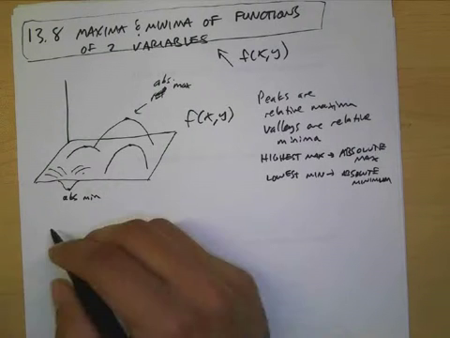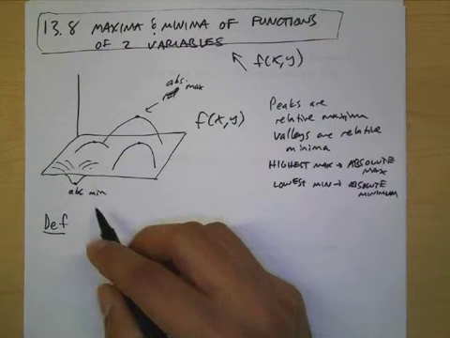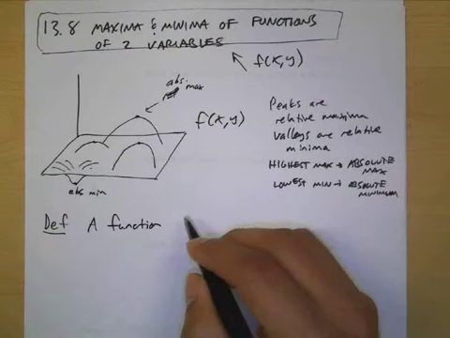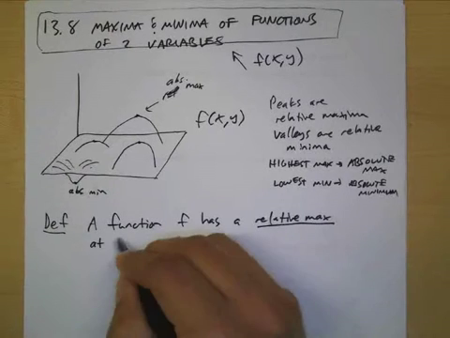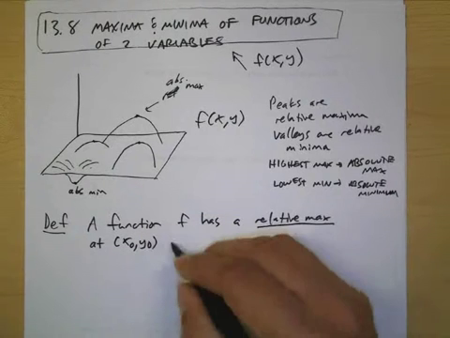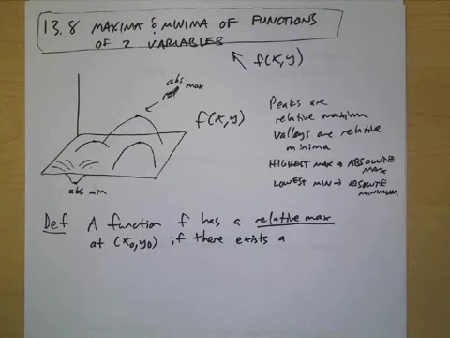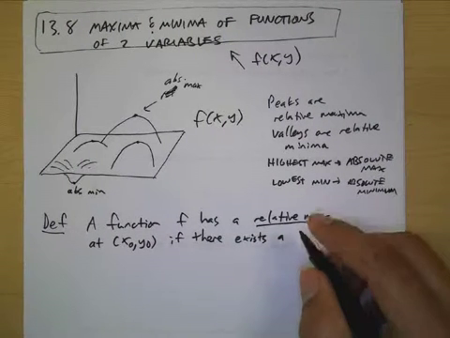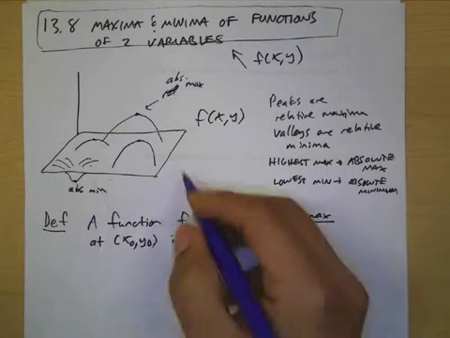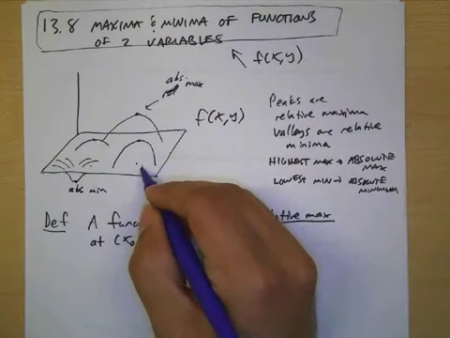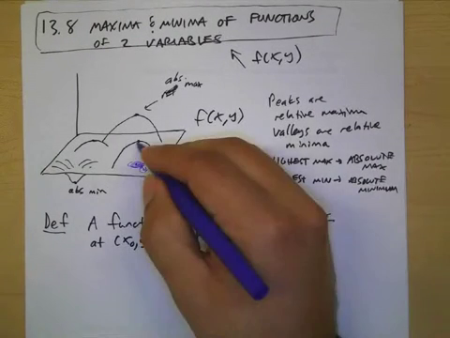Okay, so now here are some of the definitions that you need to be comfortable with. They're going to sound just like they did in Calc 1. A function f has a relative max at a point x naught, y naught if there exists a, in Calc 1 it was an interval, right? In Calc 3 we're usually going to talk about disks, because we're not just going back and forth. Here's x naught, y naught, and we can go any direction around that point. That's what we mean by a disk.